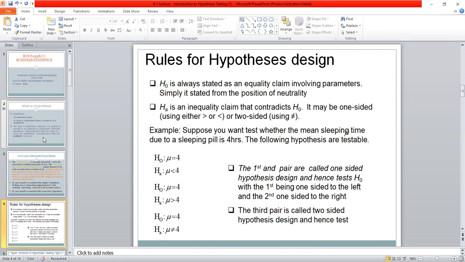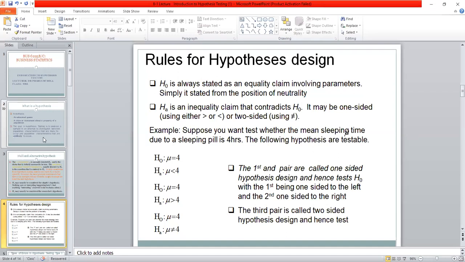Now it gives you two types of hypothesis designs. The first 2 pairs are called one-sided hypothesis, one-tailed or one-sided hypothesis design. But one-tailed is a better term. Why is it a better term? I'll tell you what that tail means. It means the tail of a normal distribution. The normal distribution tail rolls from left to right symmetrically. So when it is less than, it's the left of the line of symmetry. When it is to the right, it is the right of the line of symmetry. And you'll see how that is used.